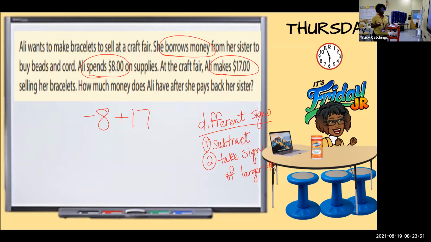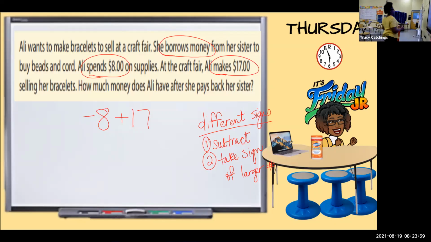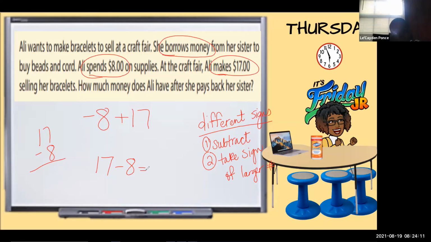So when we say subtract with different signs, we're going to subtract like we normally would. Out of those two numbers, which one is the largest, 8 or 17? 17. Good job, 17. So when we subtract, we're going to subtract just like you would in lower elementary. 17 is going to be on top. So if we do 17 minus 8, what value will we get? Good job. We'll get 9.